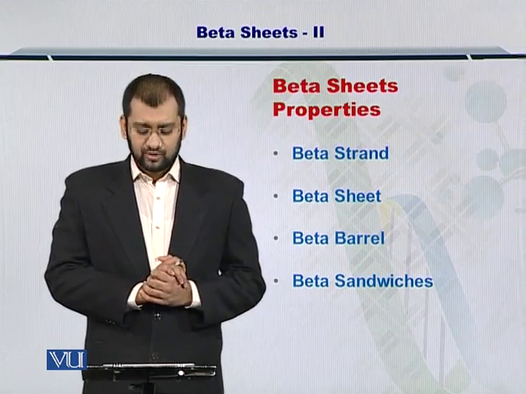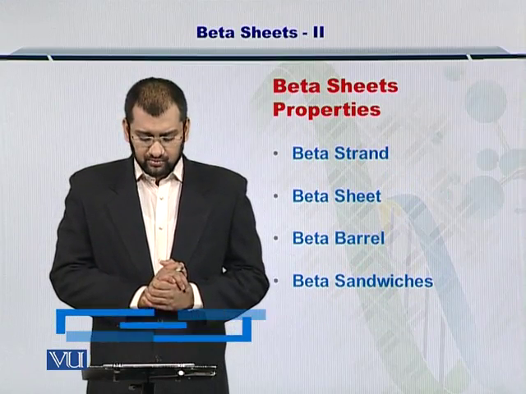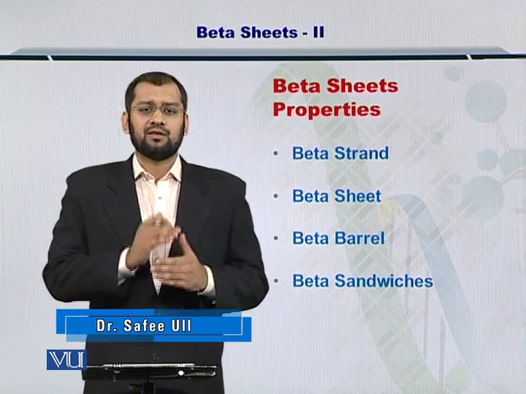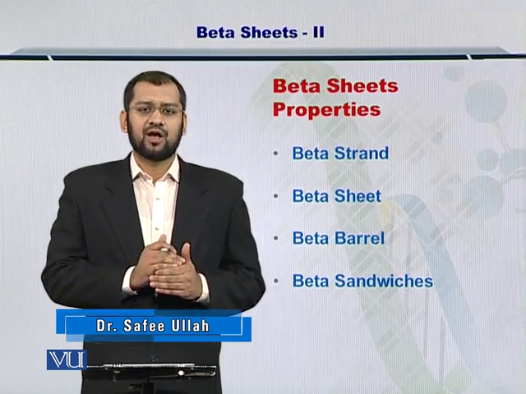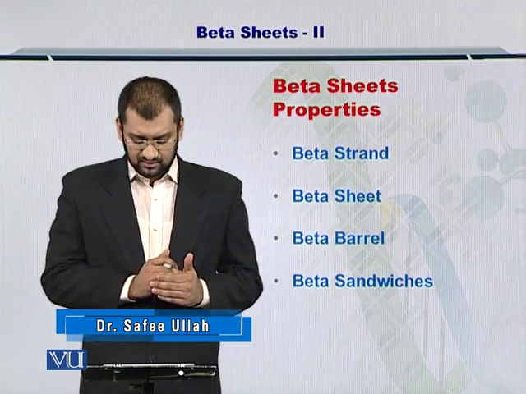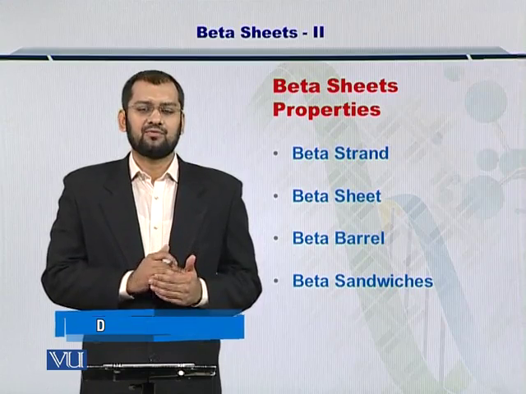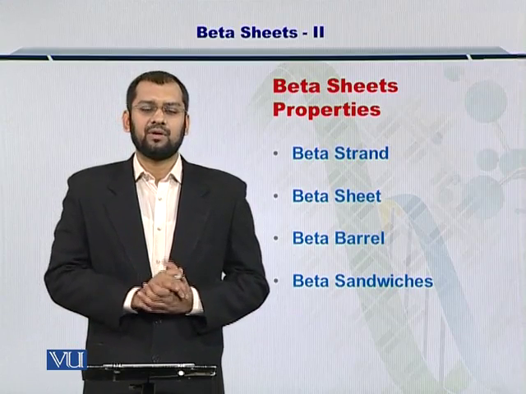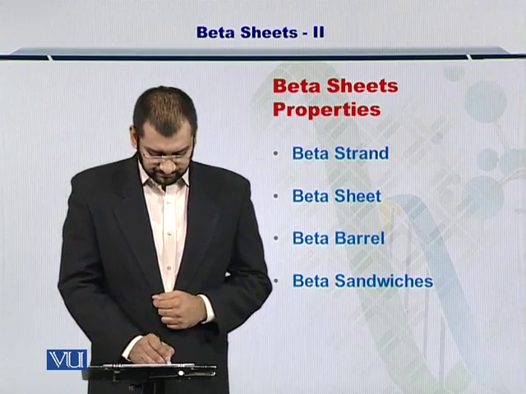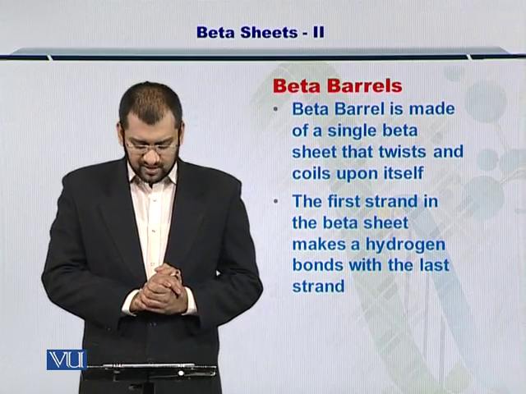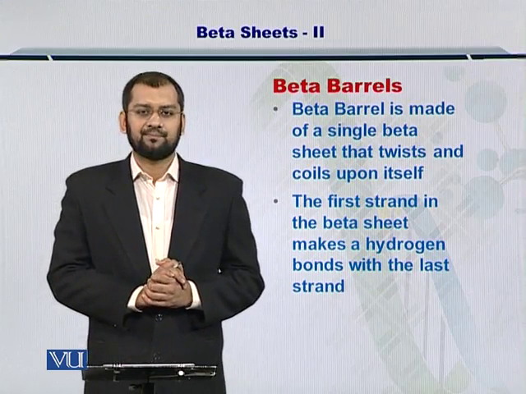They are listed here for you, just for your better understanding, that the beta strand gives rise to the beta sheet. The beta sheet may give rise to a beta barrel or a beta sandwich. So let's start with the beta barrels.